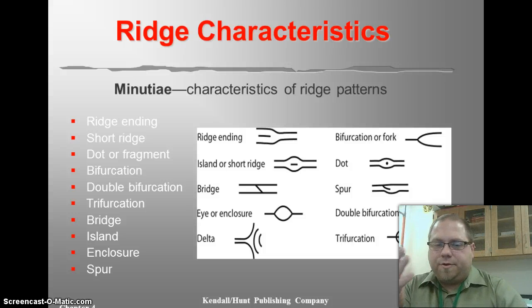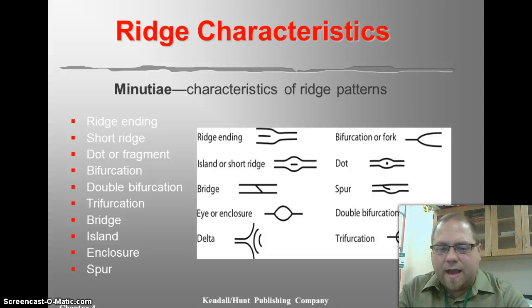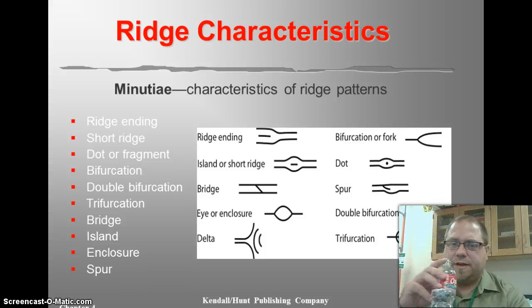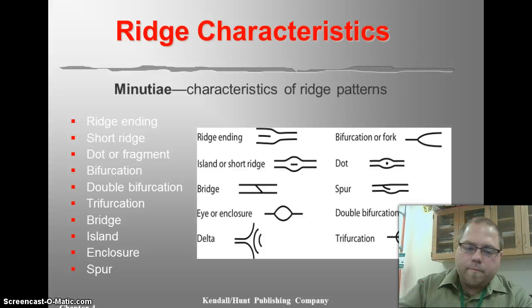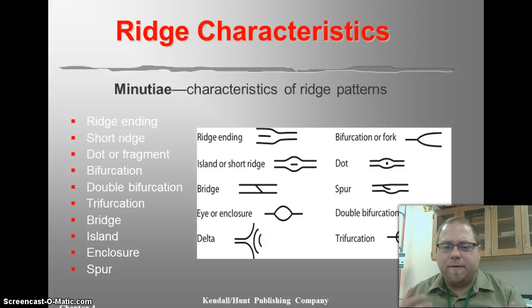And so we have some examples here. You guys have some examples in your notes. Ridge endings, islands, bridge, eye, enclosure, lake, or however we called it. Deltas, bifurcation. Hydrate real quick. You need to know these, be able to recognize them.